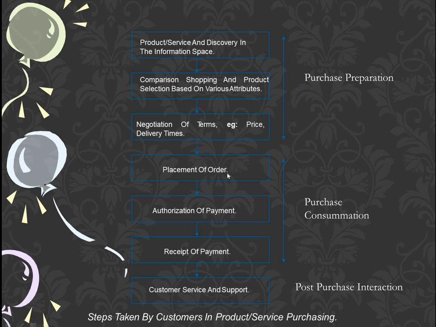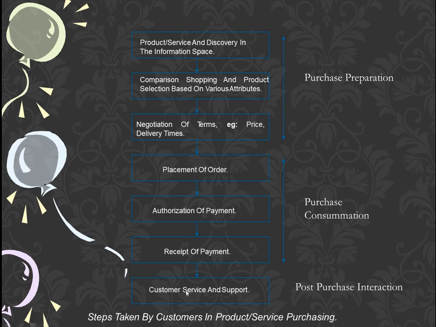Okay. Next is you're placing an order. So I am going to purchase a mobile phone as I told. So I am placing an order. I'm going to buy a mobile in this model. And then I place the order and authorization of payment is done. So I'm going to pay it online. I am going to give all the details of my payment and then I'm receiving a receipt of payment. After I'm done with the payment, I'm receiving a receipt. So these 3 stages are known as the purchase consummation phase.